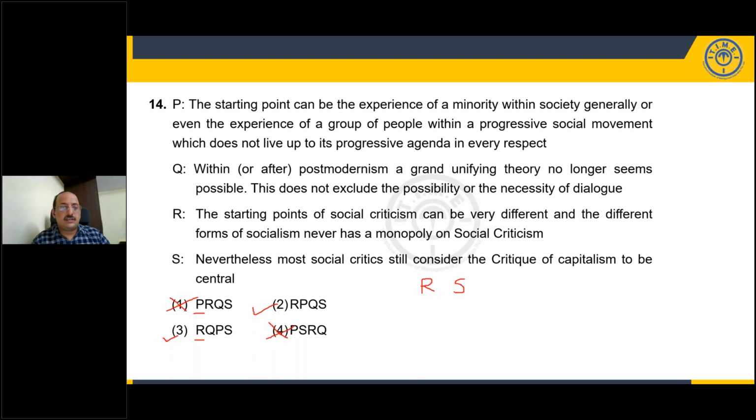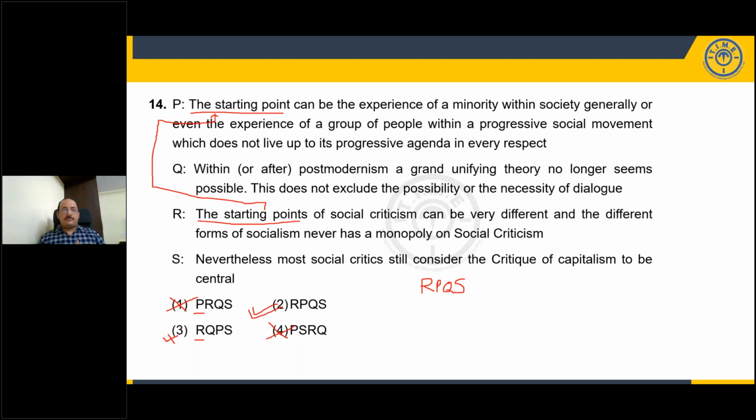So the starting point of social criticism can be very different. The starting point can be. So can I take these two together? Yes. The starting point can be very different and it can be the experience of a minority. So R के बाद मुझे P लेना पड़ेगा and after P I can take line number Q. So RPQS and not RQPS becomes my answer. All right, guys. Option number 2.